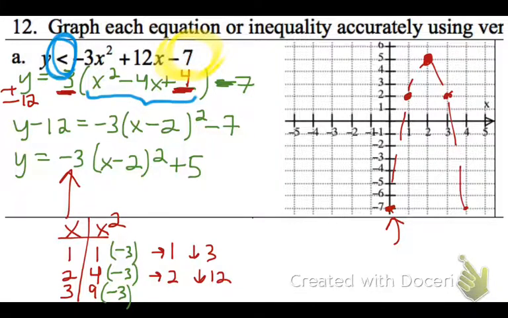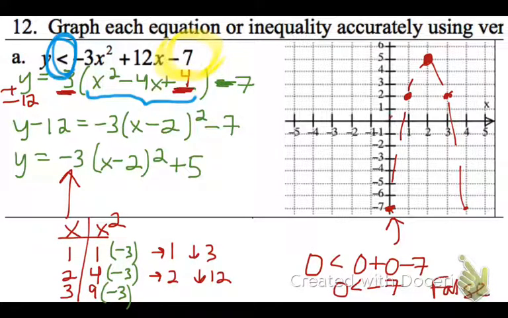There you go, dashed. And to test a point, we'll test 0, 0. Is 0 less than 0 plus 0 minus 7? Is 0 less than negative 7? That is false, so we should not shade where 0, 0 is. We should shade on the other part of the region, which is on the inside. There you go. I think that's complete. That's graphing in vertex form. Good completing the square practice.